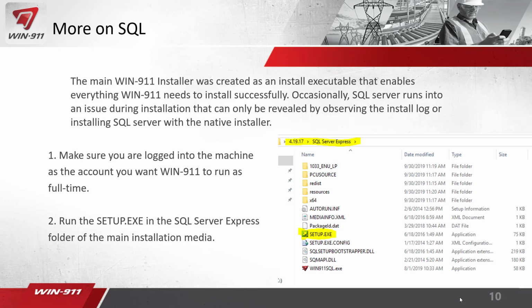Now after you finish installing SQL here, and you give it the same name of just Win911 for the instance, you can go through and run the installer for Win911 after that. And then you should just be able to choose the option at point at existing, because it's already installed, instead of the option for create new.